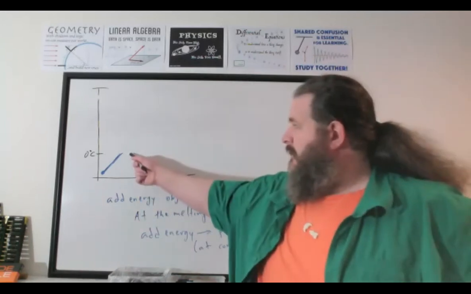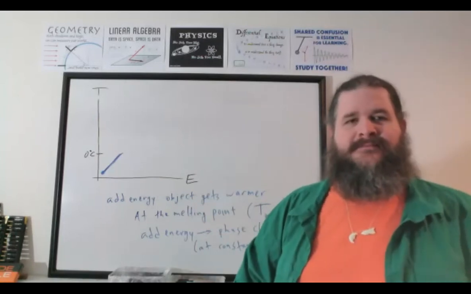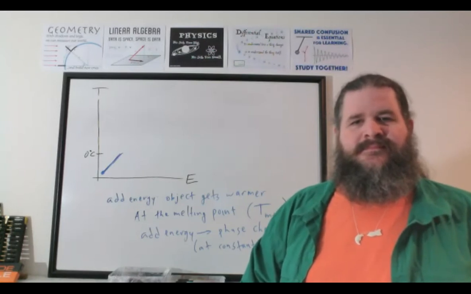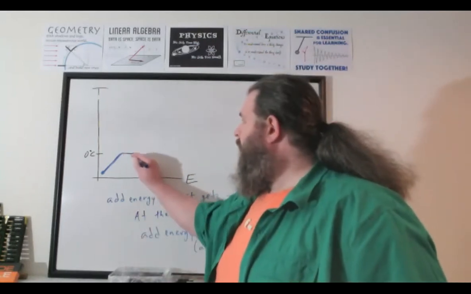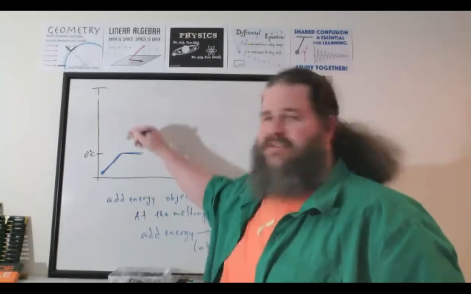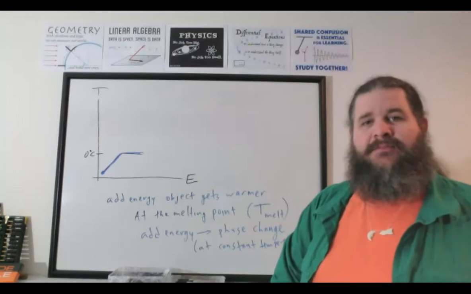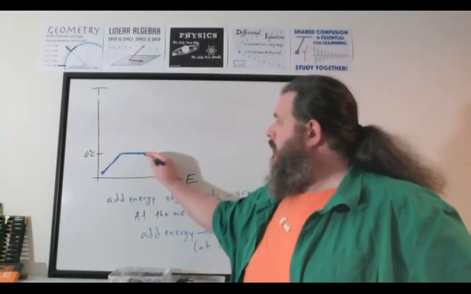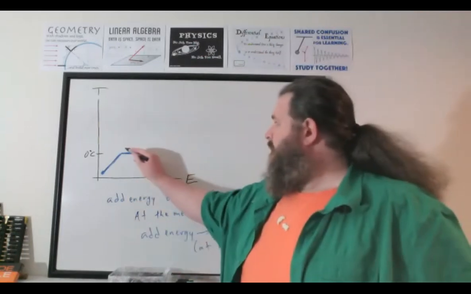So what would that look like on the graph? If it's staying at 0 degrees, but we're adding energy, which direction are we going? To the right. There's no up or down motion at all because the temperature is not changing. Moving up or down on this graph means you're changing the temperature, but that's not happening during this process. We're only adding energy, we're keeping the temperature the same. So this horizontal line represents the phase change process.